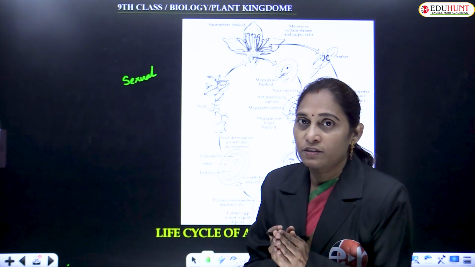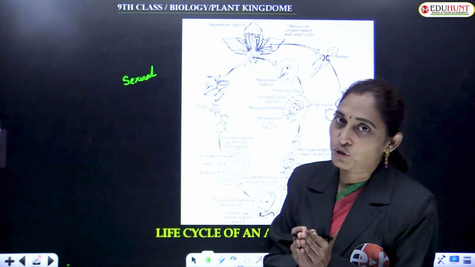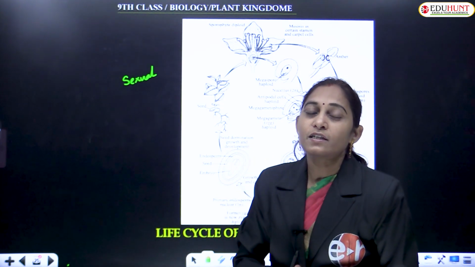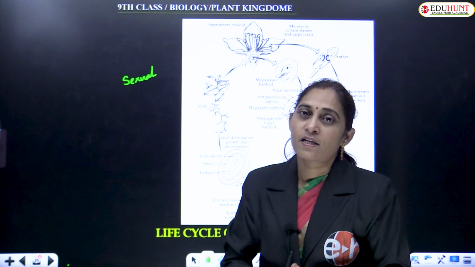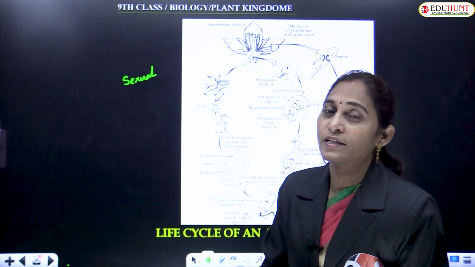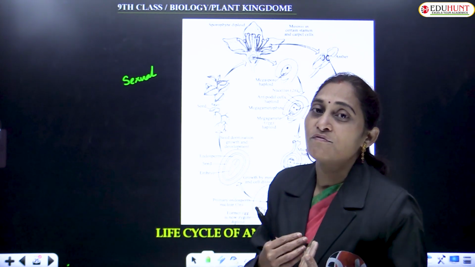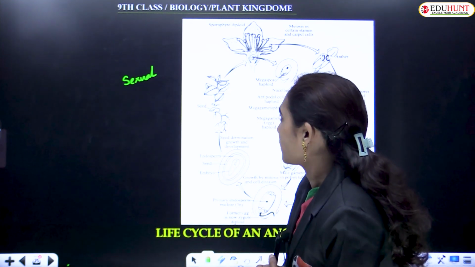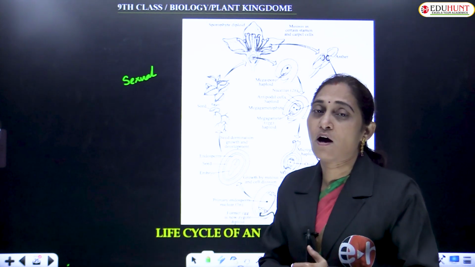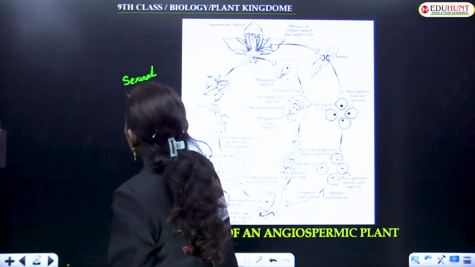Sexual reproduction occurs in plants, especially in angiosperms, through flowers only. These are flower producing, seed bearing, fruit bearing plants. We have already mentioned these points while discussing the general features of angiosperms. And the sexual organs of a plant are the flowers.